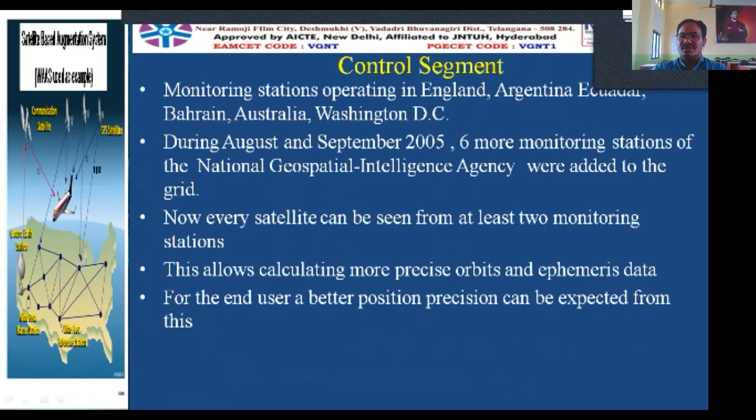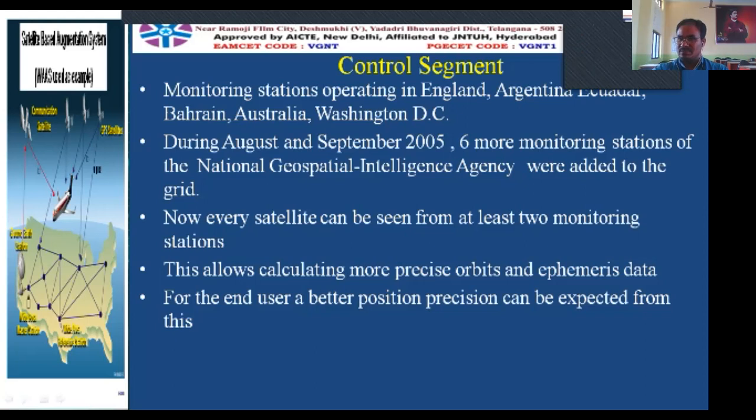Now, the monitoring stations are operating in different countries. They should be far apart. One is in England, the second one is in Argentina, the third one is in Ecuador, the fourth is in Bahrain, the fifth is in Australia, and the sixth is in Washington, D.C. Washington, D.C. is a part of the USA, of course.